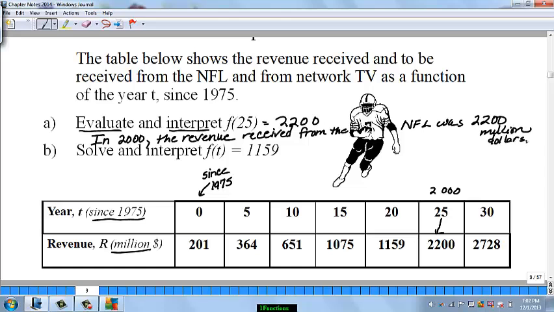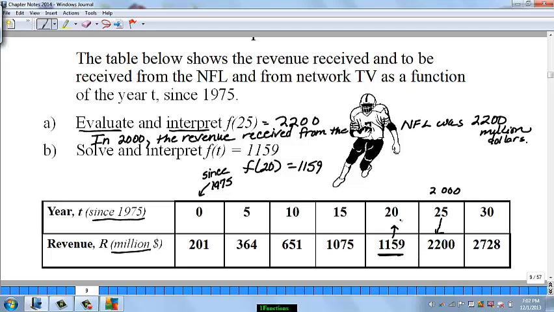Okay, so that's what that means. Now it says solve and interpret f of t equals 1159. So if you look at this, I have 1159 right here. So I see that f of 20 equals 1159. And what does that mean?